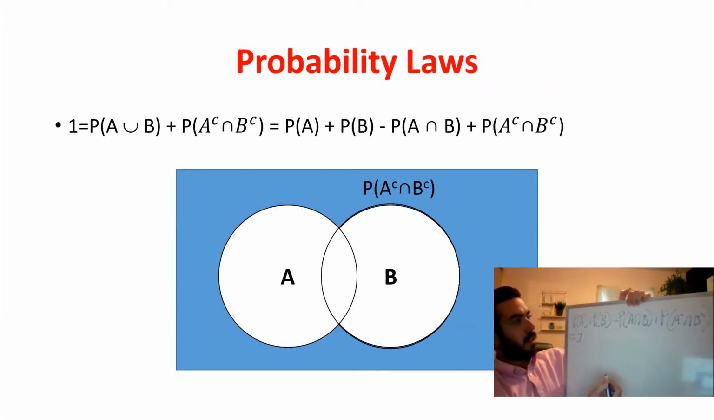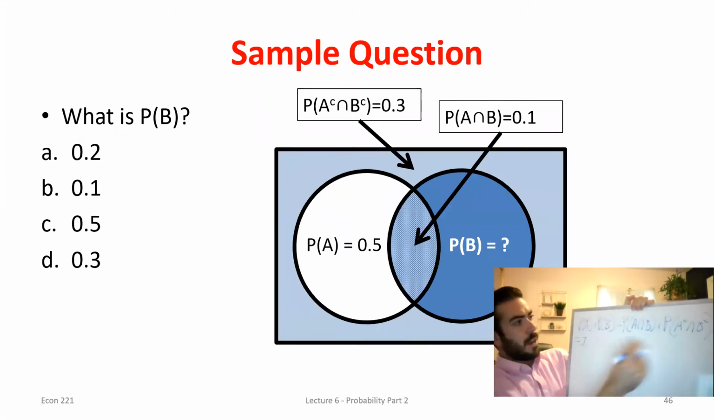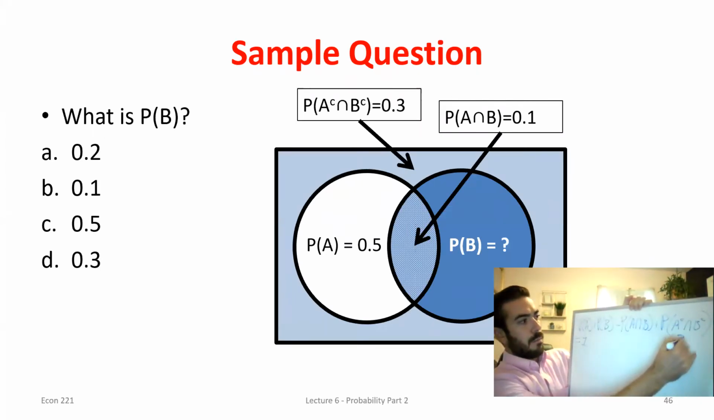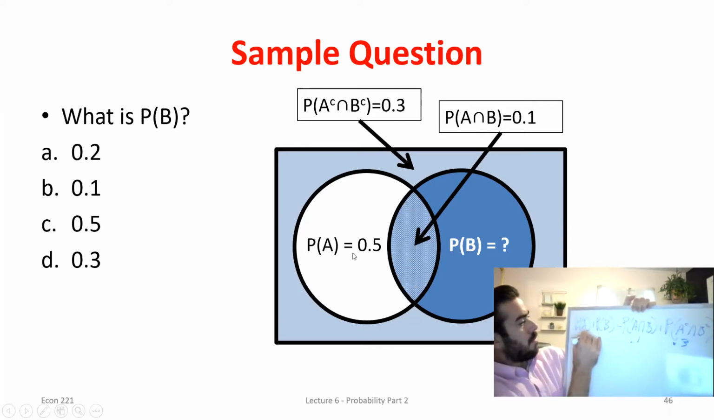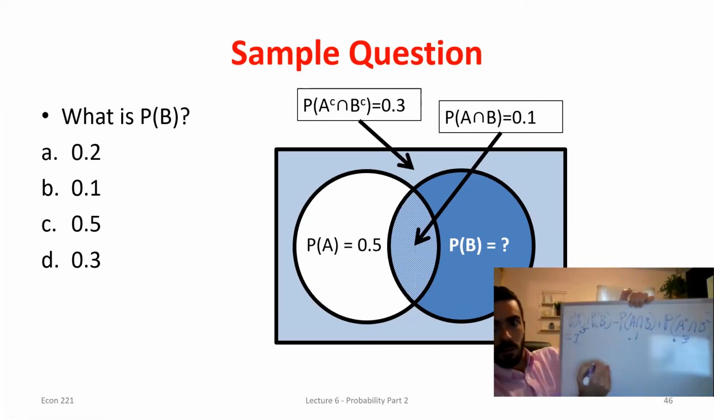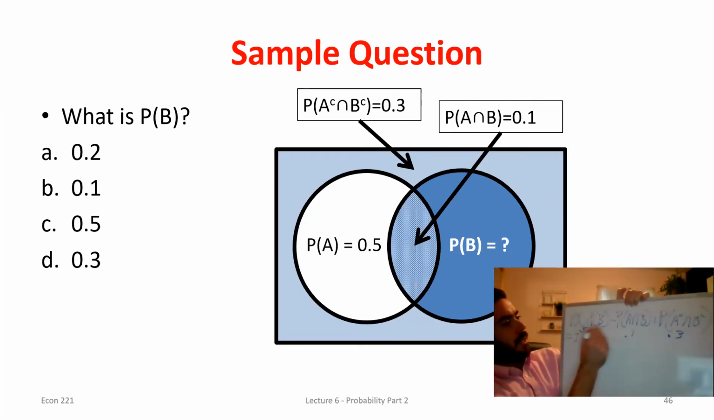So from there, I just start plugging things in. I go back down to my problem. I know the intersection of the complements is 0.3. The intersection of the two events is 0.1. The probability of A is 0.5 up here. I'm just plugging things in, and now the probability of B is the only thing I don't know.